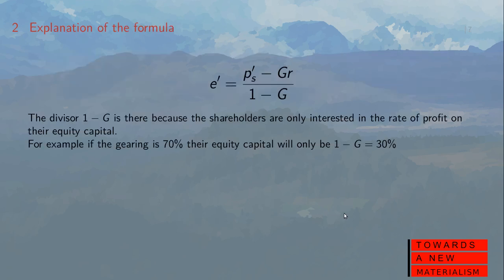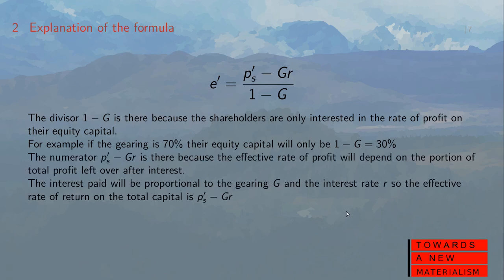The divisor 1 minus G is there because the shareholders are only interested in the rate of profit on their equity capital. If the gearing ratio was 70%, for example, their equity capital will only be 30% of the total capital. So they will calculate the profit that goes to them on that capital of their own.